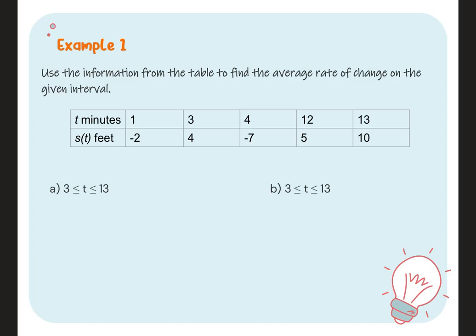All right, example 1 says, use the information from the table to find the average rate of change on the given interval. So this will specifically give you the interval itself.